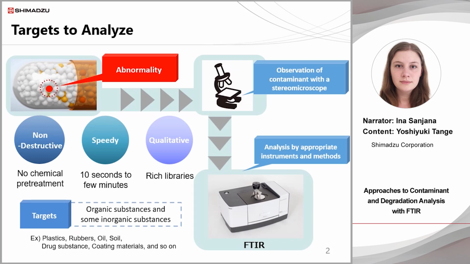Let's take a look at the workflow of contaminant analysis in FTIR. If you find an abnormal part in a sample, first collect it and observe it with a stereo microscope. Check the condition and the shape of the contaminant. Then determine the appropriate instrument and methods for analysis.